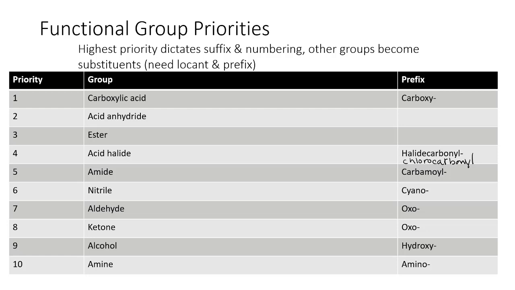Group number 5 would be the amide, which would be a carbamyl if we were to use it as a prefix. For 6, it is our nitrile, and this becomes the cyano group. Aldehydes and ketones would both be considered oxo substituents if we need to use them as a substituent. Alcohols, if it is a prefix, becomes the hydroxy group. And an amine, if it becomes a prefix, becomes the amino group.